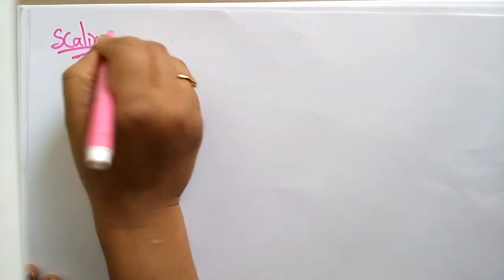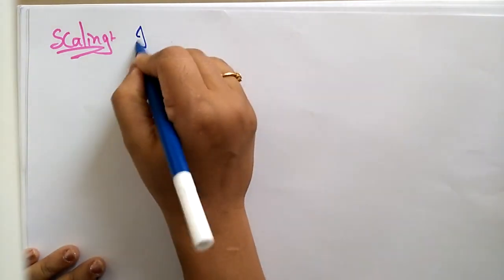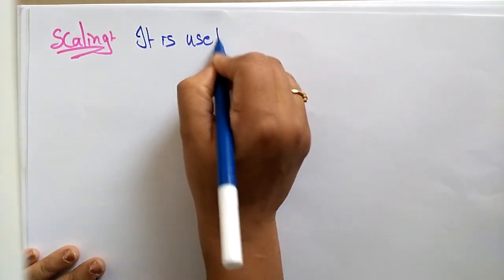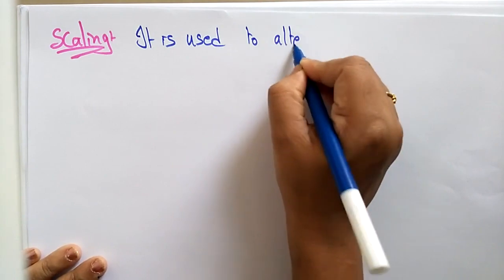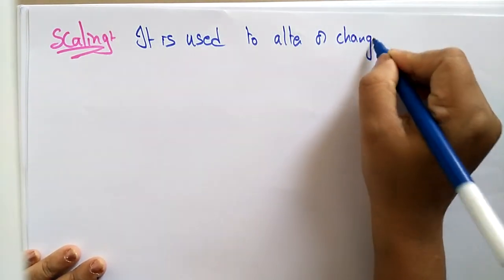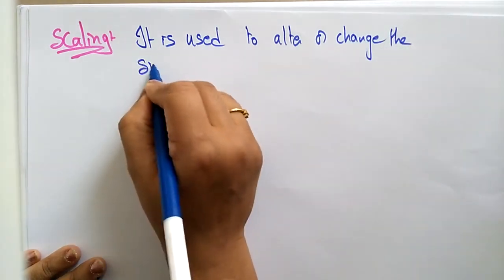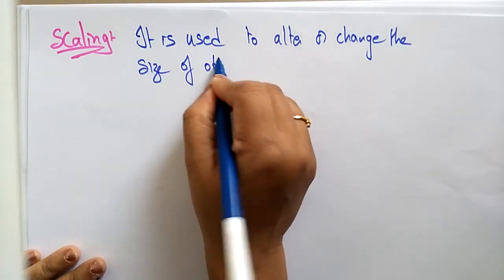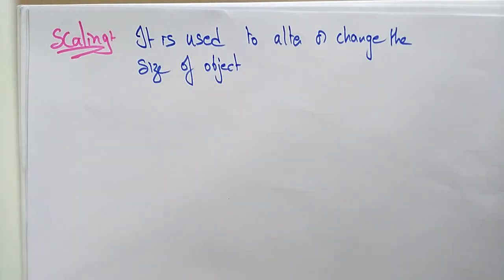Students, welcome back. Now coming to the next type of transformation in 2D, that is scaling. So far we have completed the rotation and the translation, and now coming to the scaling. So what is scaling here? Scaling is used to alter or change the size of an object.